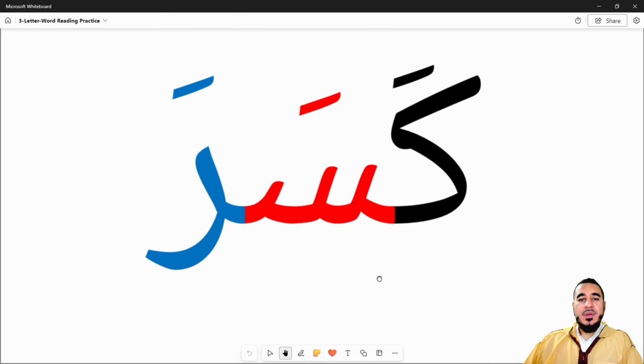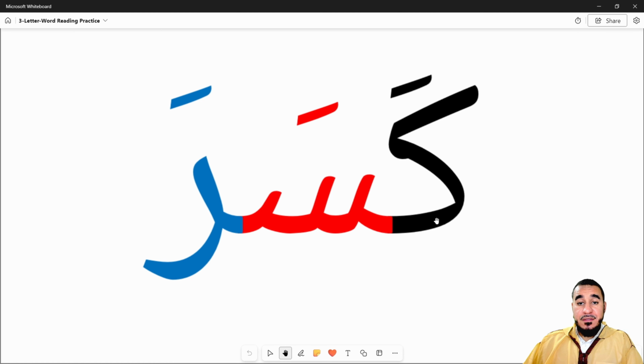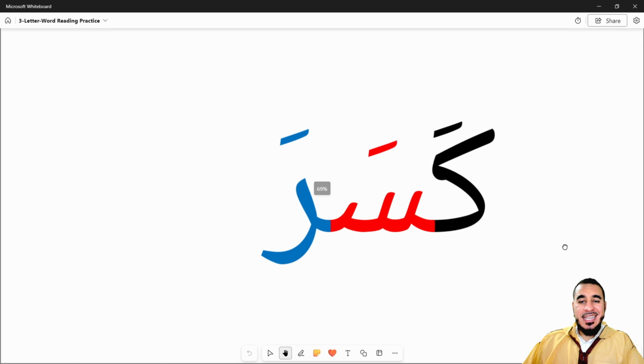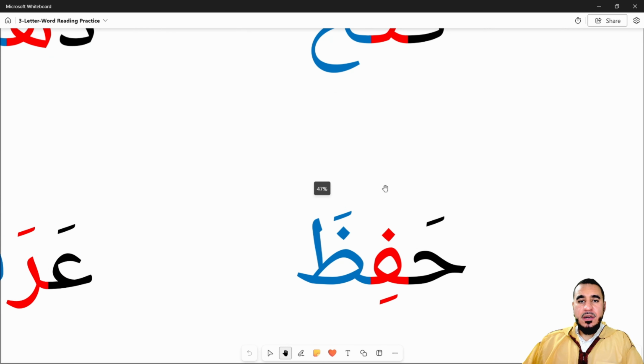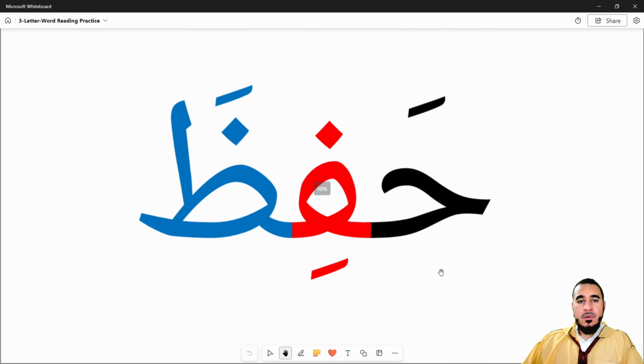And then we have the kaf at the beginning of the word, the sin in the middle of the word, and the ra at the end of the word. And all three letters have a fatha above them, so we would pronounce this as kasara. Kasara. Okay? Kasara. Jamil. Alright, so that was the first 4 words. Let's look at word number 5.